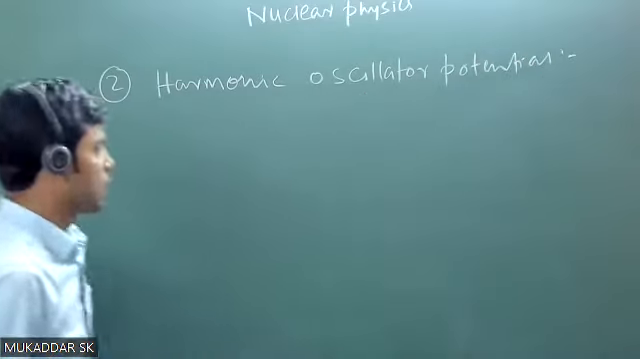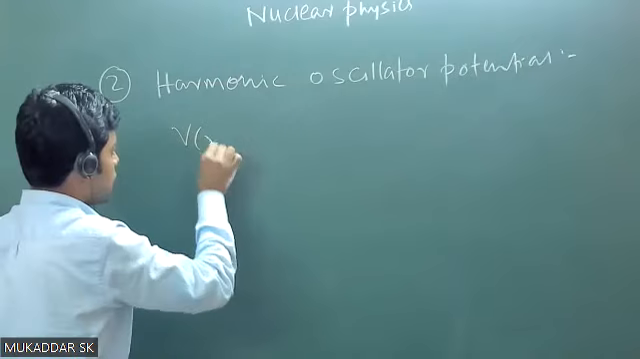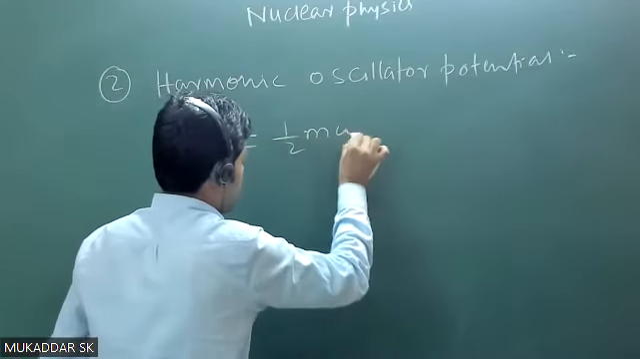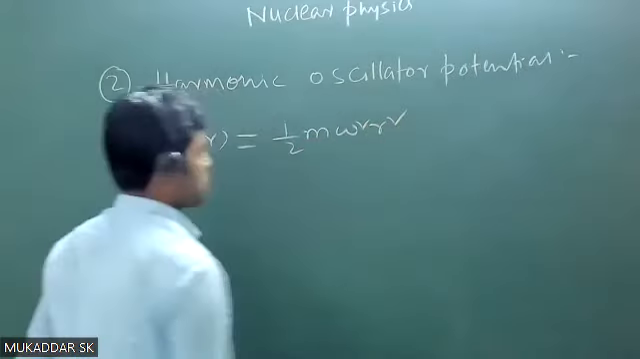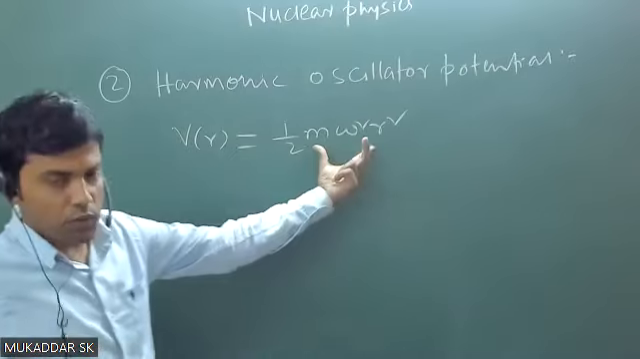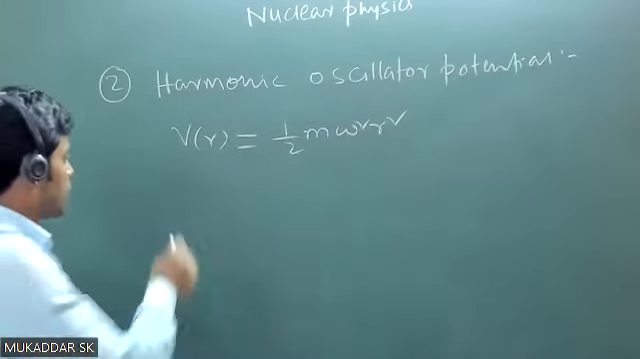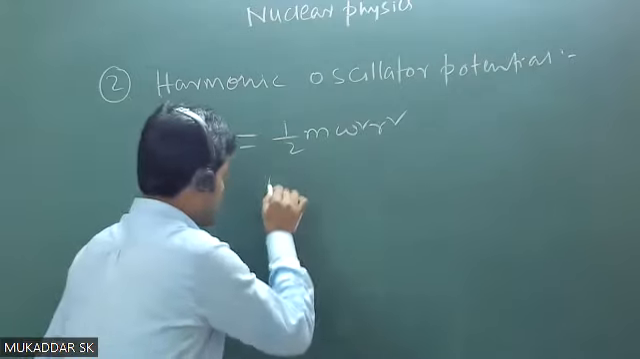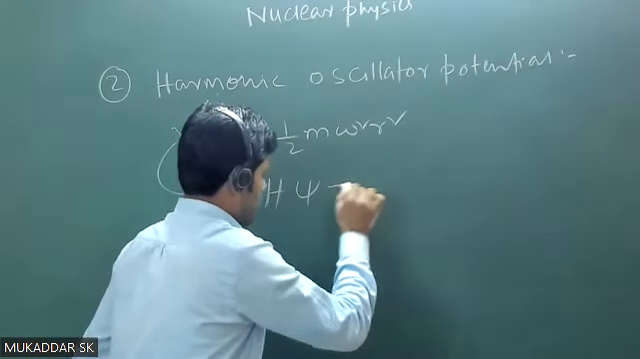Okay, and you know the potential form of the harmonic oscillator, that is half m omega square r square. So they have assumed a centralized potential, that is the harmonic oscillator potential, and they insert this harmonic oscillator potential in the time independent Schrodinger wave equation.